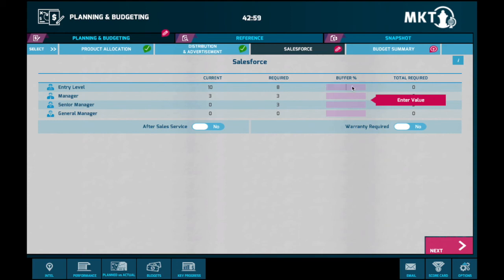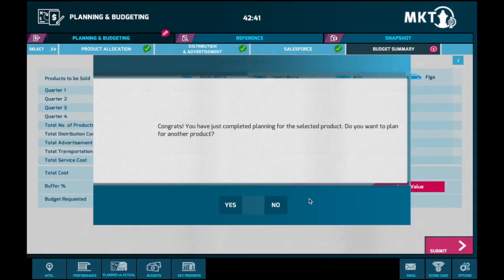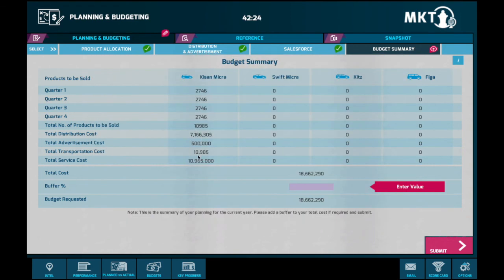Now, if you would want to set a buffer in order to manage attritions and other exigencies, you could add a certain set of buffer and determine to provide after sales and warranty support, and finally review your overall budget plan. As I said, you would need to plan for one product at a time. Now that you have planned for one product, the system will prompt you, asking you if you'd like to plan for the second product. Let's assume that from a demo perspective, you don't require to plan for a second product. You would need to press no, and you would be in a position to review the overall plan and the overall budget that you are intending to request from the finance team.